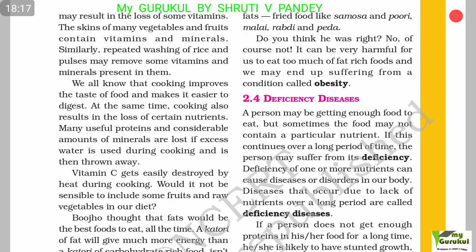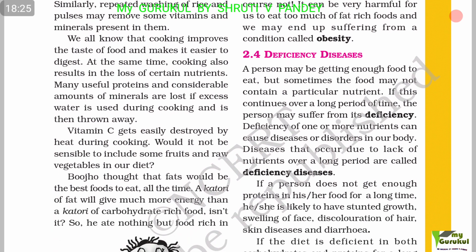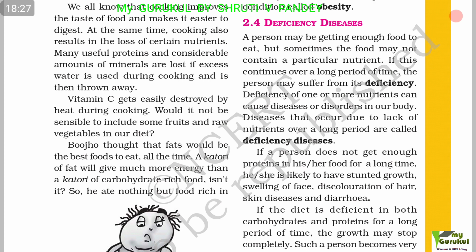We all know that cooking improves the taste of the food and makes it easier to digest. At the same time, cooking also results in the loss of certain nutrients. Many useful proteins and considerable amounts of minerals are lost if excess water is used during cooking and is then thrown away. Vitamin C gets easily destroyed by heat during cooking. Would it not be sensible to include some fruits and raw vegetables in our diet?